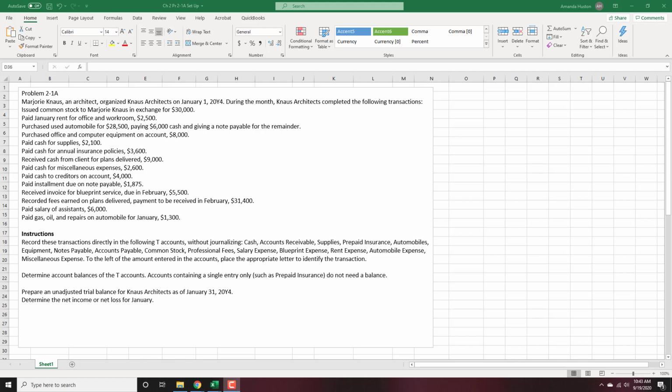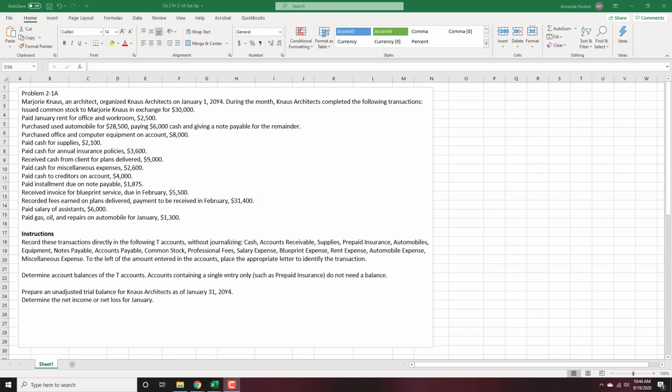The purpose of this is to record the transactions directly following T accounts without journalizing. So we're not making journals, we're just putting all of this information into T accounts: cash, accounts receivable, supplies, prepaid insurance, automobiles, equipment, notes payable, accounts payable, common stock, professional fees, salary expenses, blueprint expense, rent expense, automobile expense, and miscellaneous. To the left of the amount entered on the T accounts, enter the appropriate identifying number for each transaction.